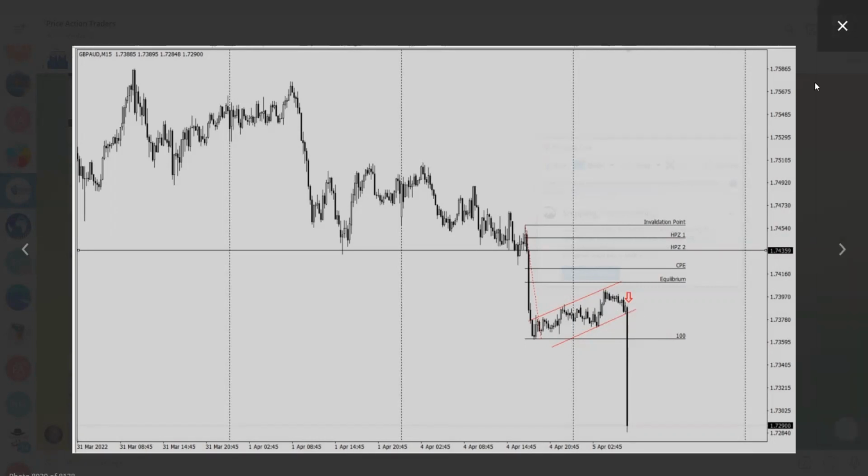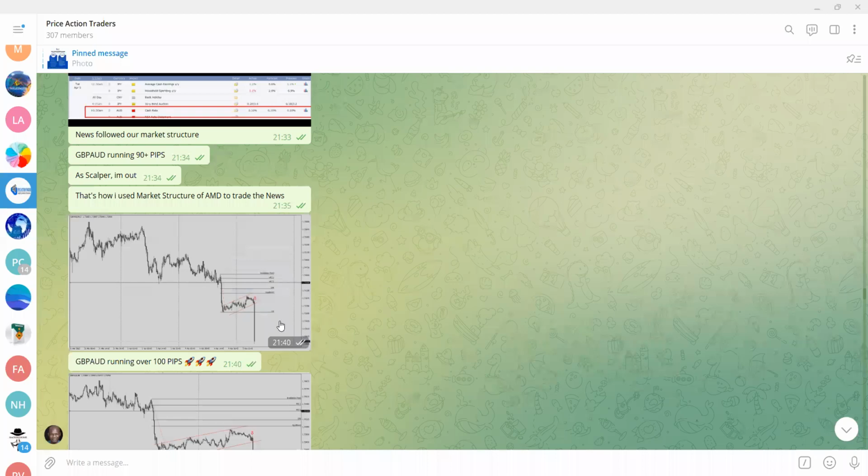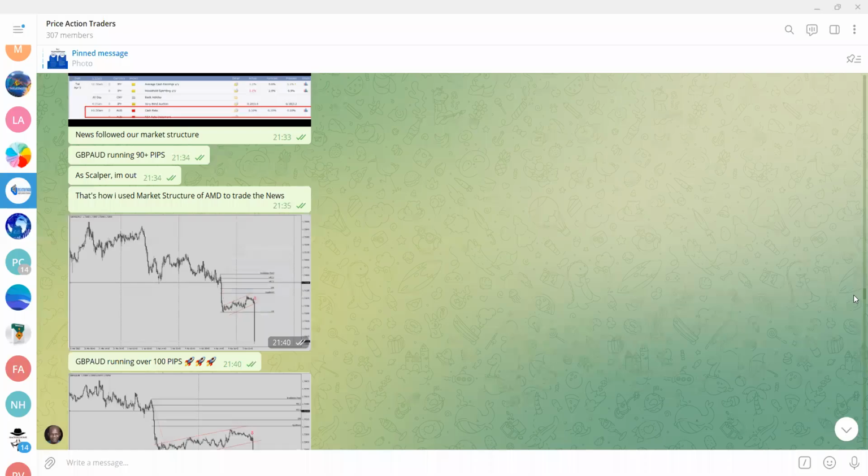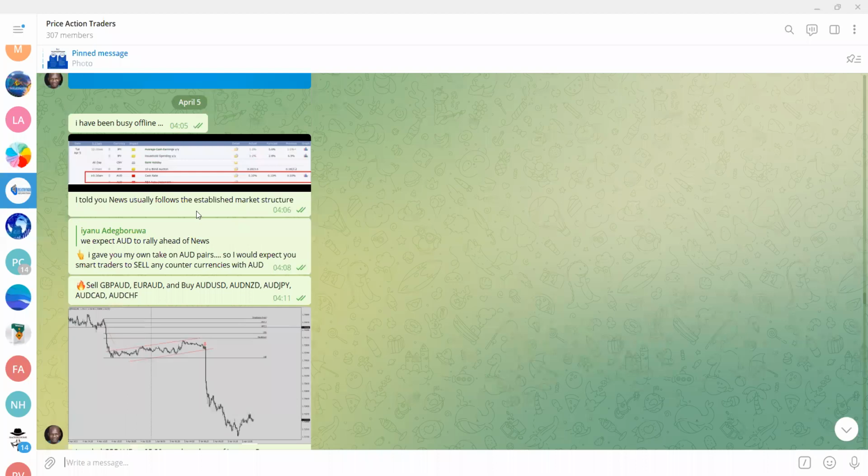So that is the AMD concept: accumulation, manipulation, and distribution. Accumulation inside the range, manipulation upward above this high, then distribution of profit to the opposite side, which is the continuation of this bearish impulse of the previous day. So that is how to trade the news. All these currencies were affected.